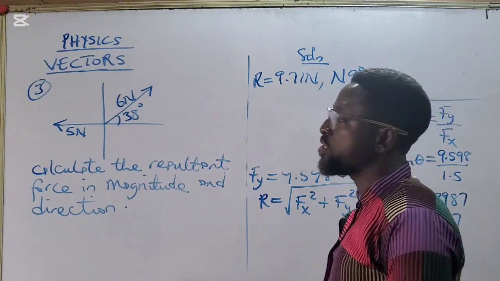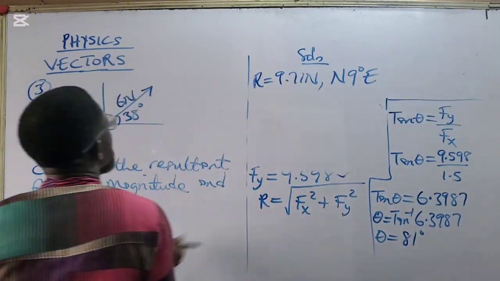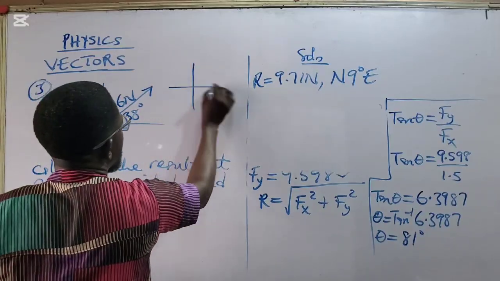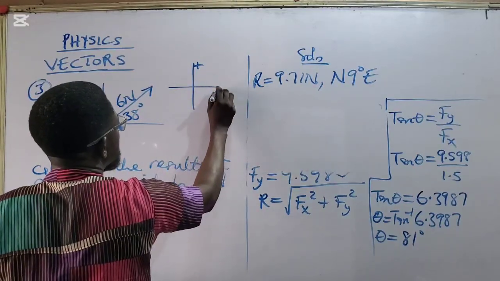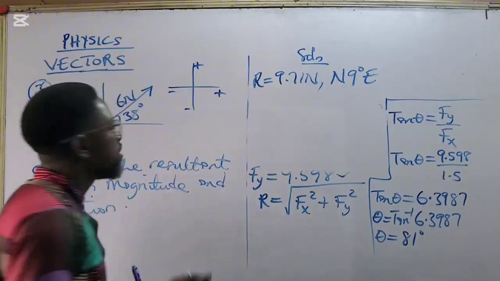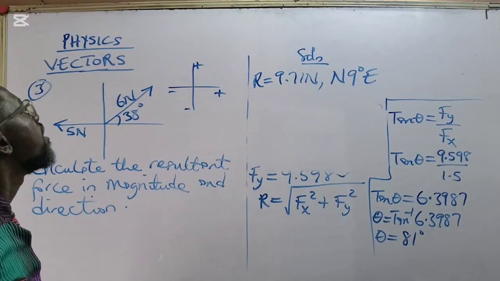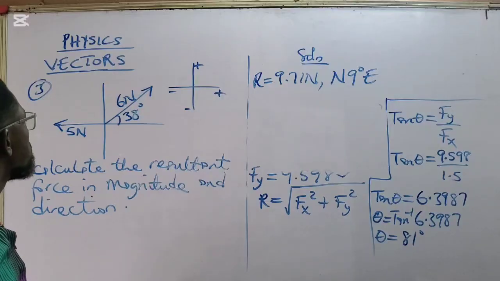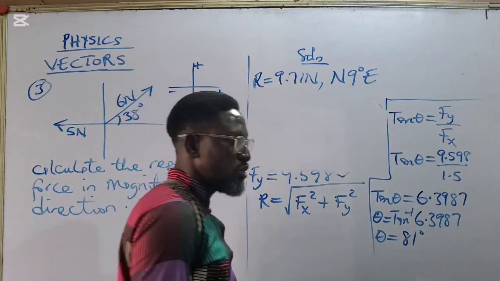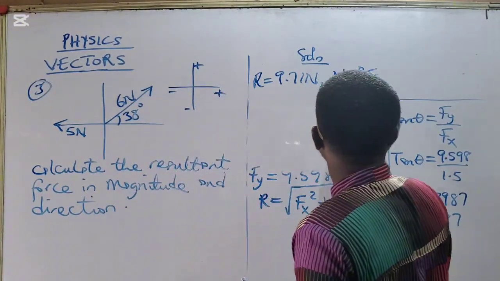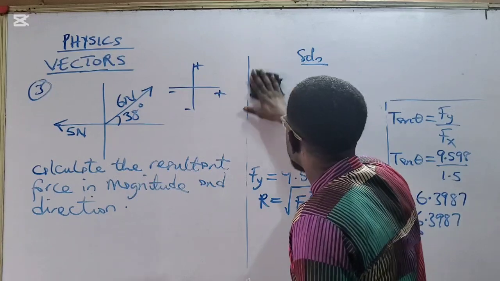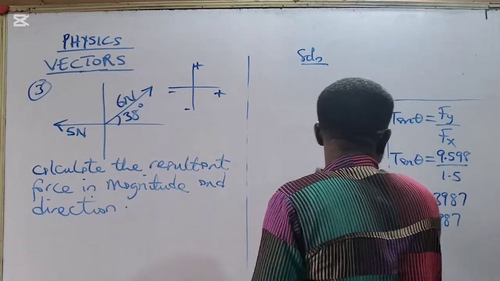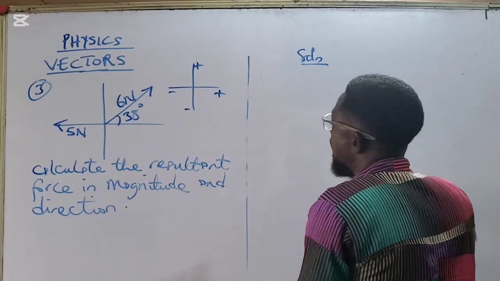For you to solve this question, always remember this diagram: plus, minus, minus. Okay? Now, the first round is to resolve the force. I resolve to the horizontal direction, then I resolve to the vertical direction, just like I did in example 2.